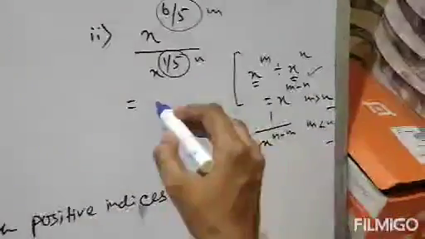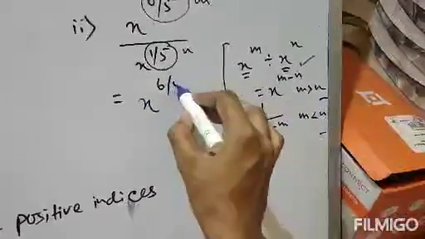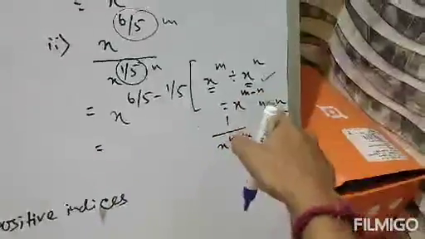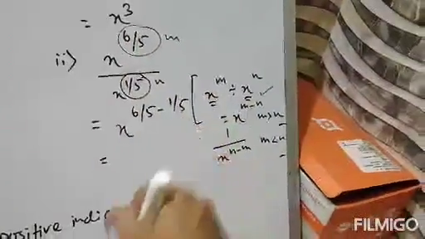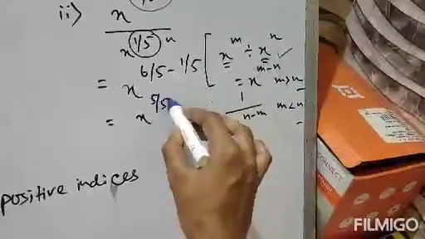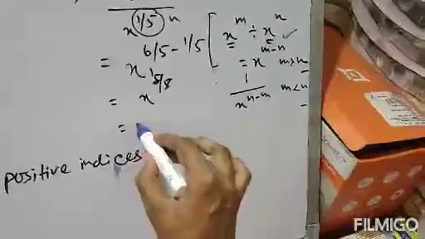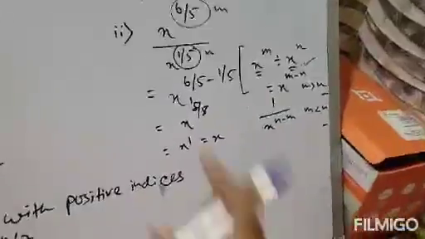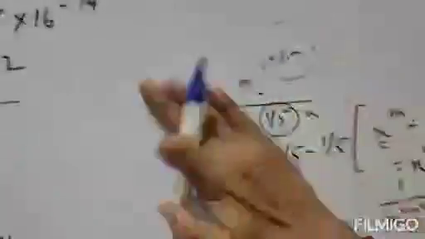That means the answer will be x to the power 6 by 5 minus 1 by 5, because the formula is x to the power m minus n. This is m, this is n, so m minus n. That means 6 minus 1, that is 5 by 5, that is 1. So x to the power 1 means x. So the answer is x. Clear? Next question.